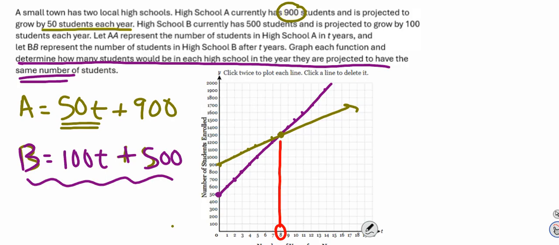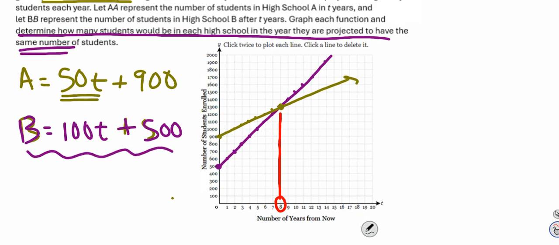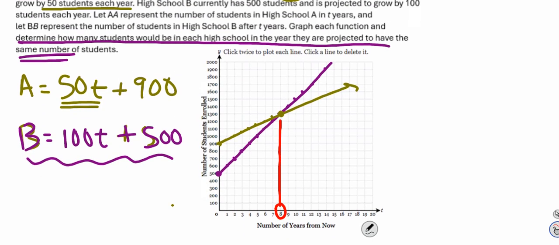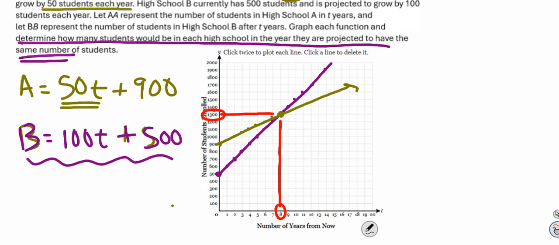years. So it says, determine how many students would be in the year. So in 8 years, okay, I don't know what else it asked us, but in 8 years, they're both going to have 1,300. So we put 1,300 in and call it a day. So that's very manageable. I think that's the last one.